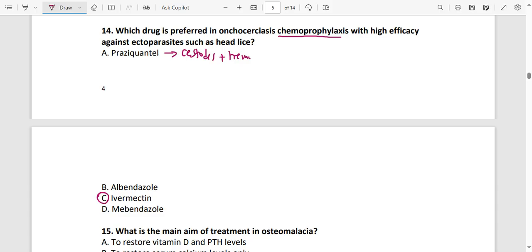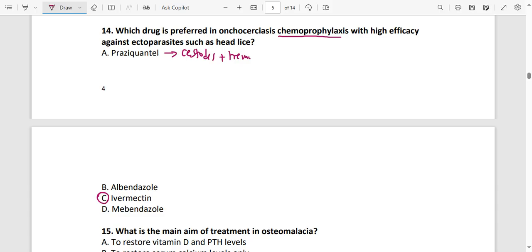So basically, Praziquantel is active against the platyhelminths. How it works is that it increases the permeability of the cell membrane to calcium. And when calcium enters the cell, there is increased muscle contraction, and that causes death of the organism.